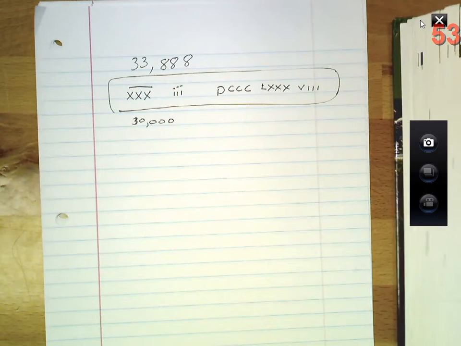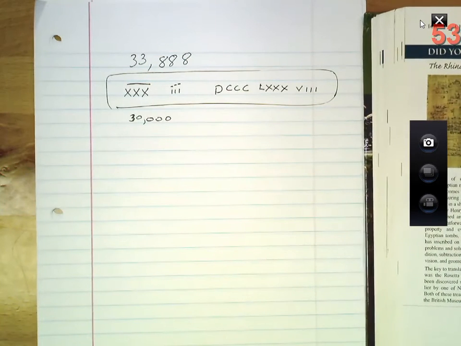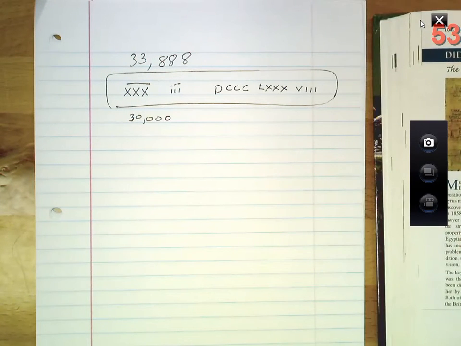And on the test, you would not have one. I don't even think I have one with a bar over it. Just normal Roman numerals will do it.